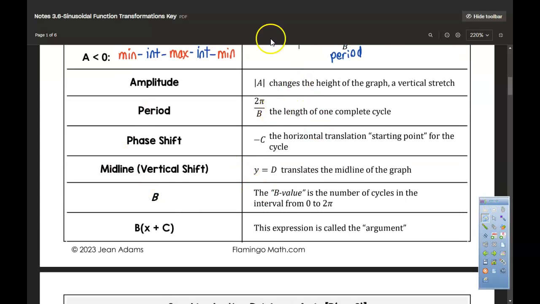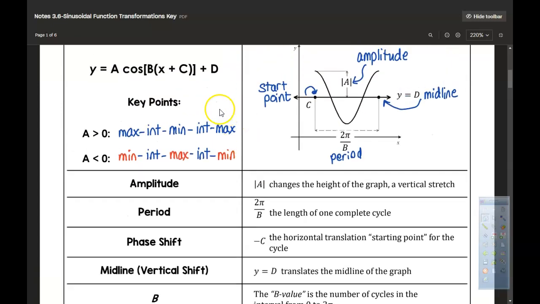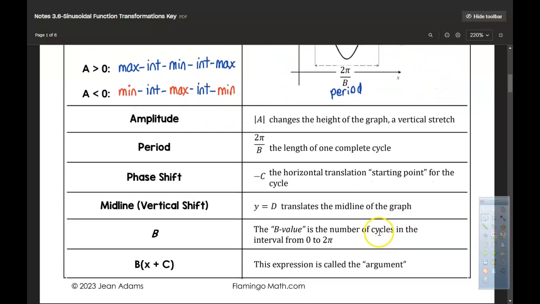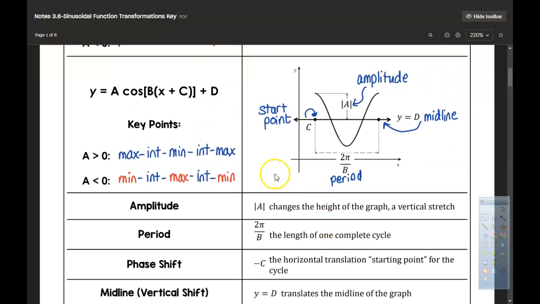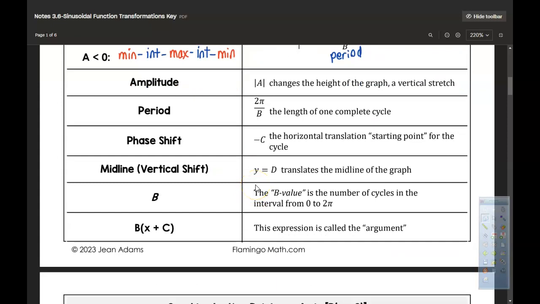All this is review too. We know A is amplitude. We know our period is 2 pi over B. Frequency is B over 2 pi. Our phase shift is negative C, because remember, anything that happens to X, that plus C, we do the opposite. So if C is positive, we go left. Negative, we go right. Midline shift, whatever D is, if it's plus, we go up. Minus, we go down. Our B value tells us the number of cycles from the interval 0 to 2 pi, how many times it's going to pass through.